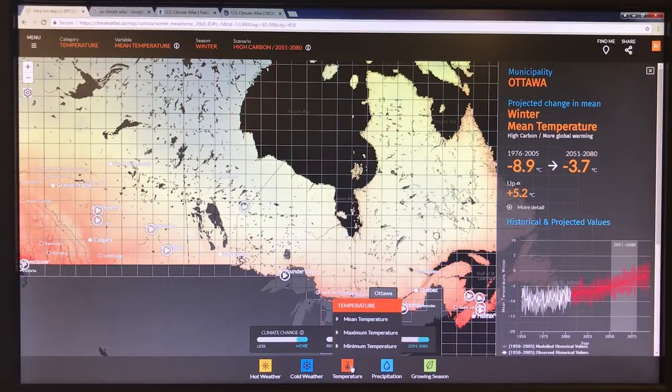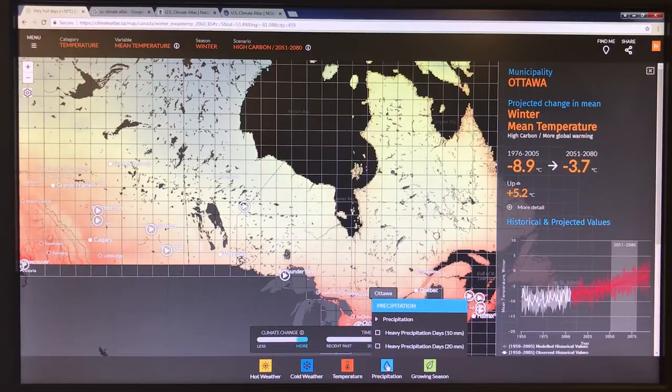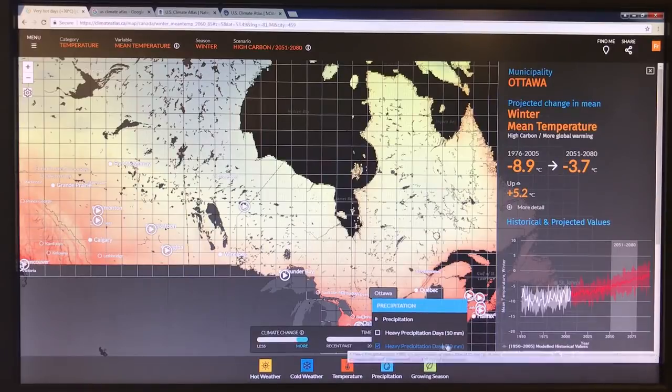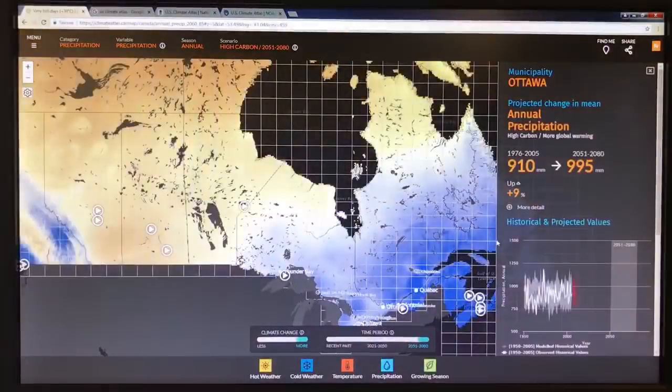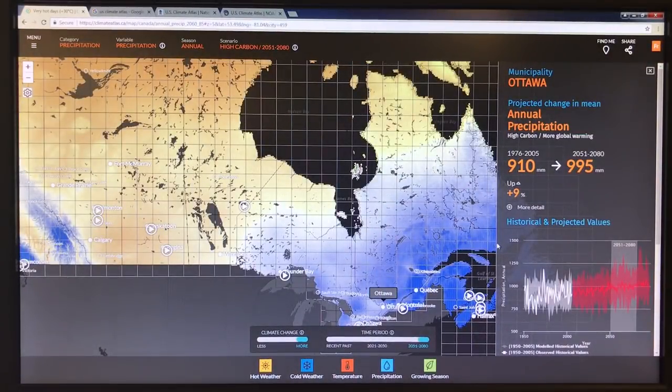So let's just play around with this. You can look at precipitation, for example. Heavy precipitation days, where you have over 20 millimeters of rain, or we can just do precipitation, annual, or throughout the different seasons. Again, for Ottawa, you can see how much the annual precipitation is expected to rise, and you can break it down and see how much in the various months and have your plot there.